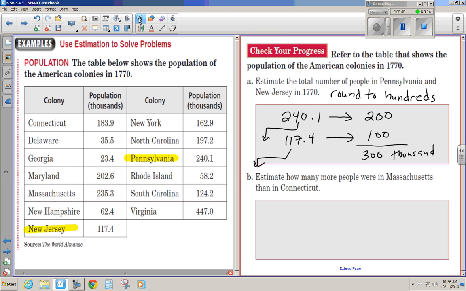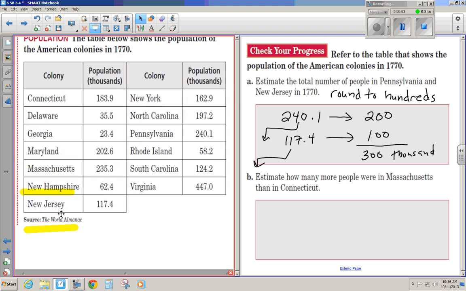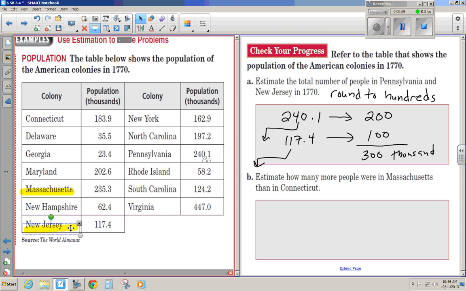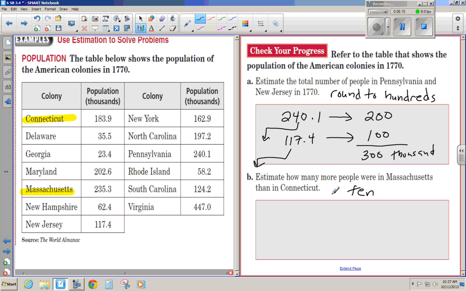Now, letter B, estimate how many more people live in Massachusetts than in Connecticut. So let's look at these numbers again. 183, 135. We could do the tens digits. We could do the hundreds digits. Let's practice. Let's do the tens this time like we did in the other example. So we're rounding to the tens.